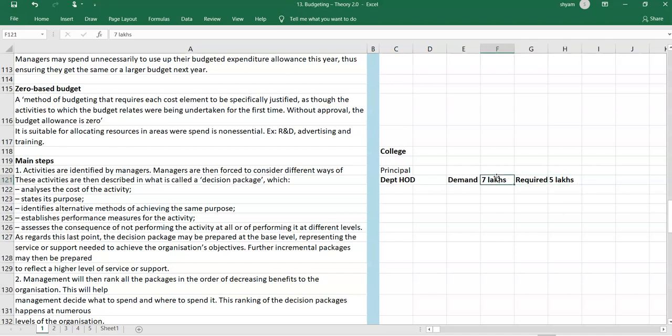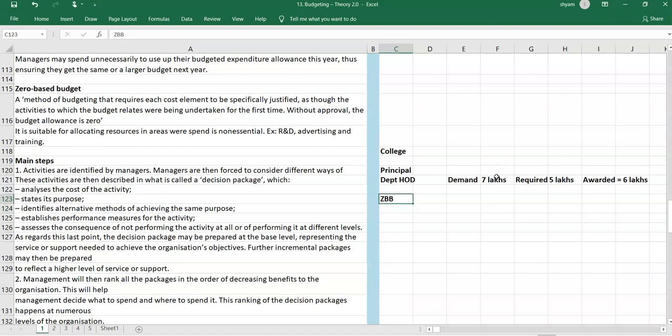Why do they ask like this? Because they have to negotiate with the principal, and the principal would allocate after negotiation something like 6 lakhs. So what is actually awarded would be 6 lakhs. This becomes a kind of game between all these parties. So to avoid this, an alternative way is to go for ZBB.